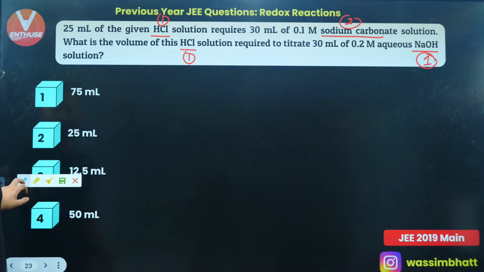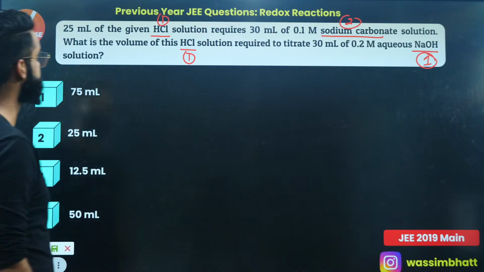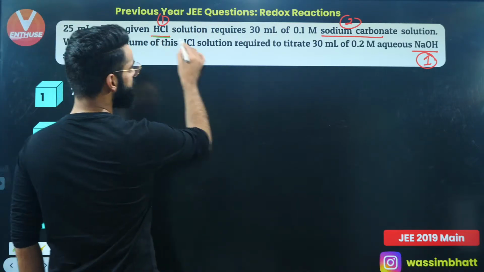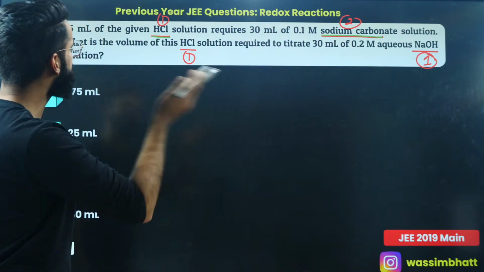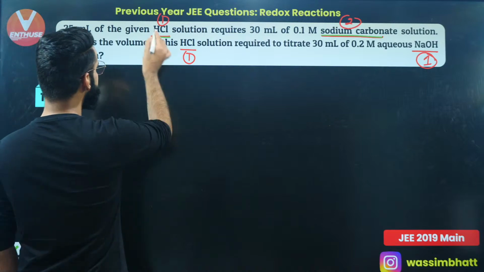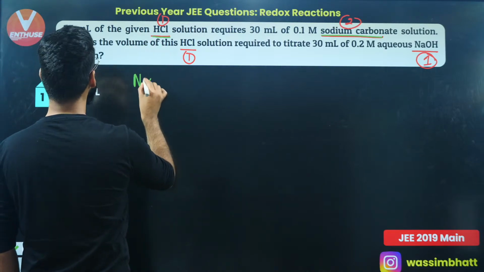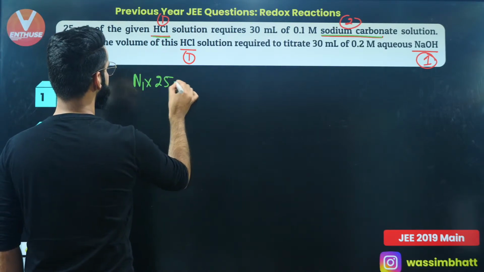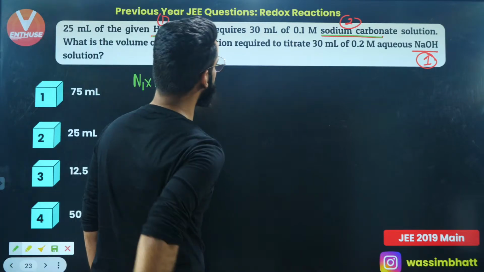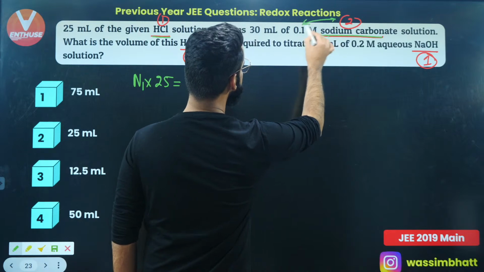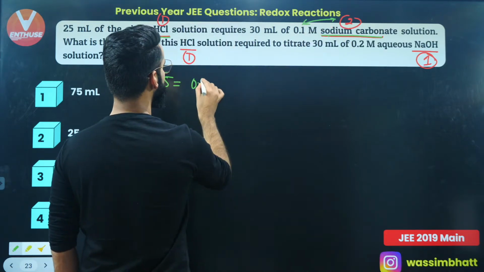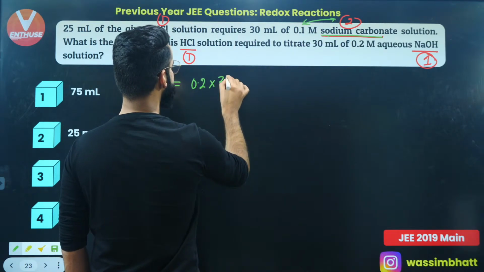All right, have a look exactly how to solve this question, guys. First of all, HCl solution is reacting with sodium carbonate solution, right? Let's try to equate their milliequivalents. Milliequivalents of HCl is going to be normality of HCl multiplied by volume of HCl. Milliequivalents of sodium carbonate: normality of sodium carbonate, which is going to be molarity multiplied by N factor. So 0.1 multiplied by 2 comes out to be 0.2, multiplied with its volume in ml, that is 30 ml.